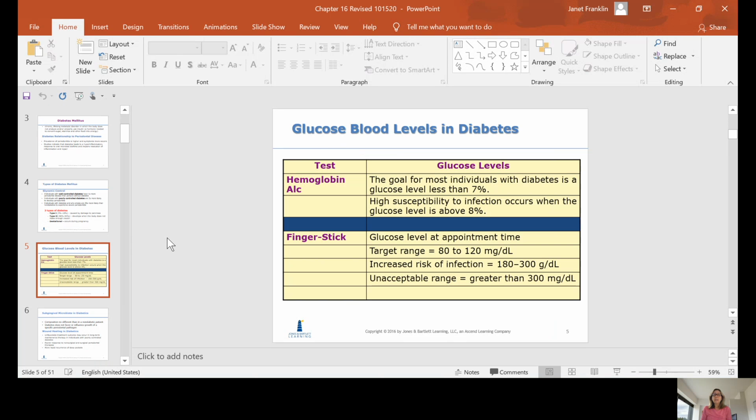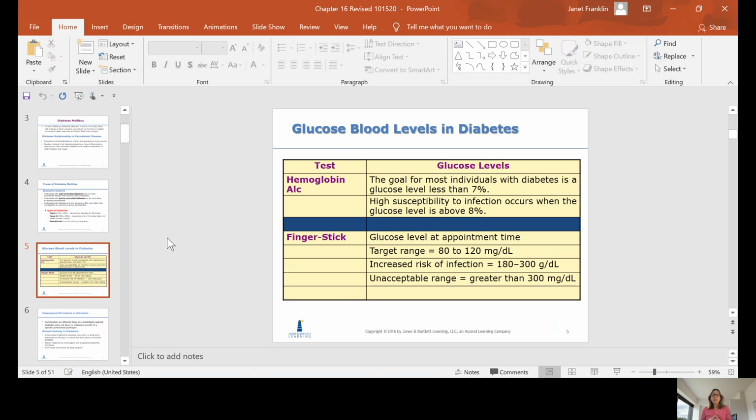Glucose blood levels in diabetes are measured by something called a hemoglobin A1C, or HbA1c, or we just abbreviate it a lot of times and call it A1C. And A1C measures the level of glucose that's in the blood. 7% or less, or 7.0, is where you want to be. Anything above 7 is considered to be too much. It's considered to be uncontrolled.